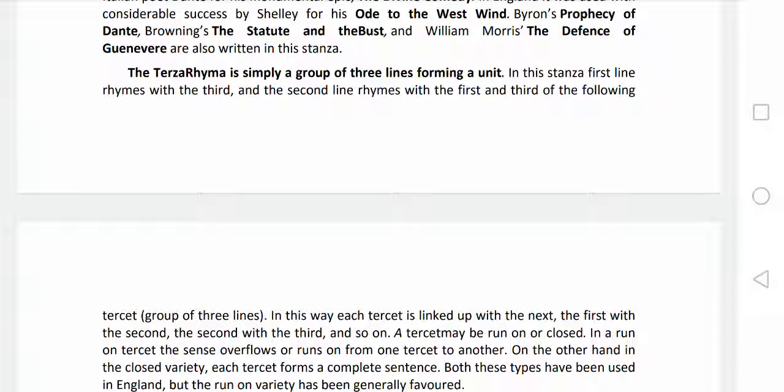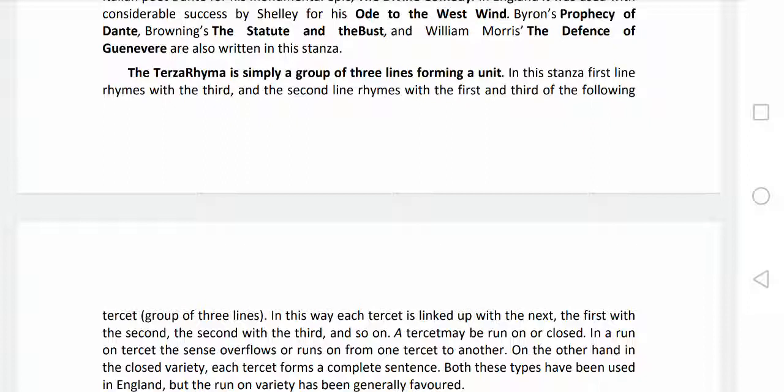Now, terza rima is simply a group of three lines forming a unit. In this stanza, the first line rhymes with the third, and the second line rhymes with the first and third of the following tercet, that is, the group of three lines. In this way, each tercet is linked up with the next, the first with the second, the second with the third, and so on. The tercet may be run-on or closed.